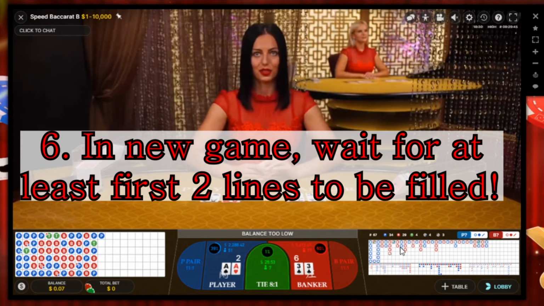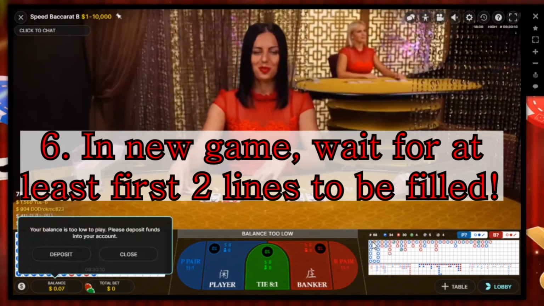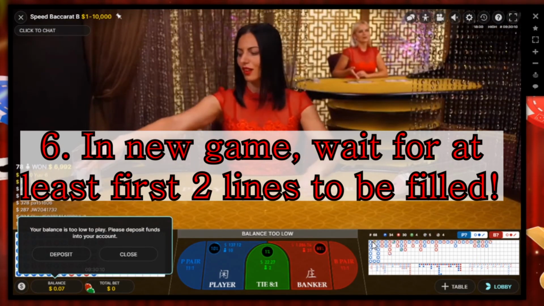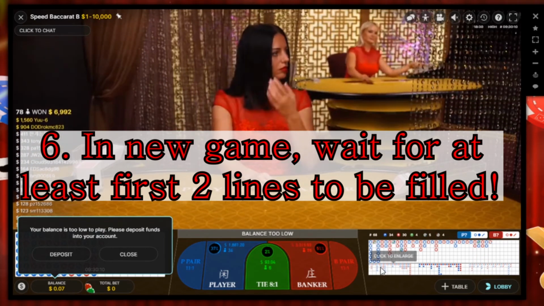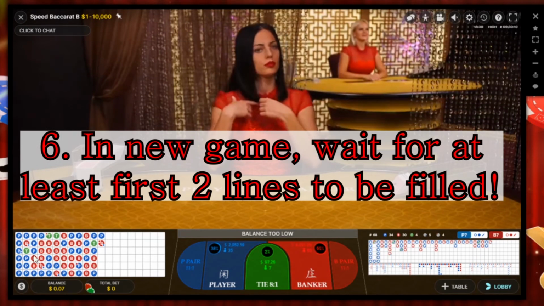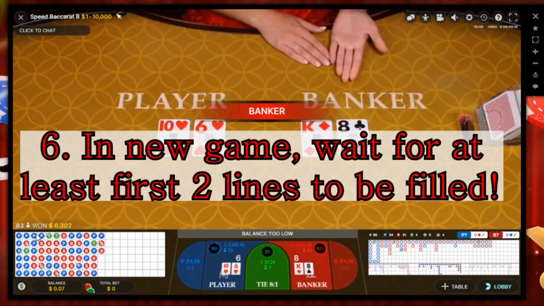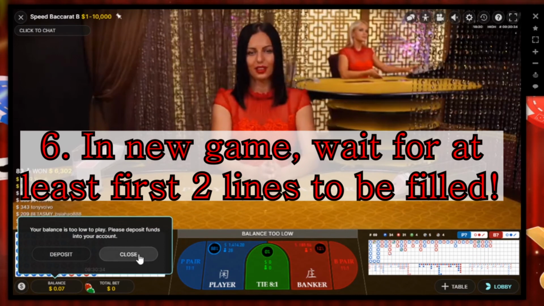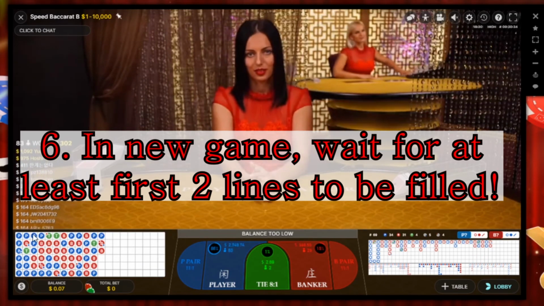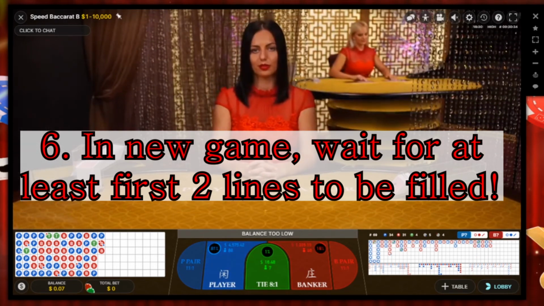But number 6, if the game just has started, if a new shoe has just started, I strongly suggest you wait at least 2 lines. So you play from the third line here. You wait 2 lines, play from the 3rd line. Because I have this experience when I tried to play from the beginning of the shoe, there was a high chance of losing everything. Like I lost 5 steps on martingale. Okay? So I always start from the 3rd line. Okay? And that is about all.